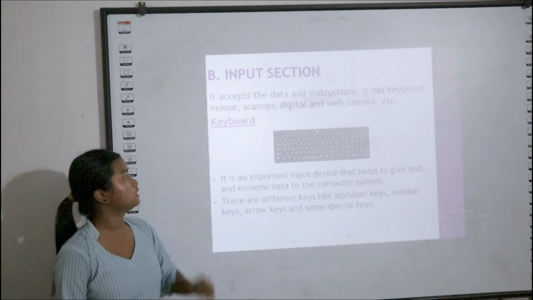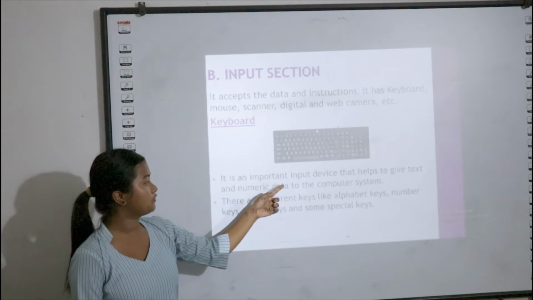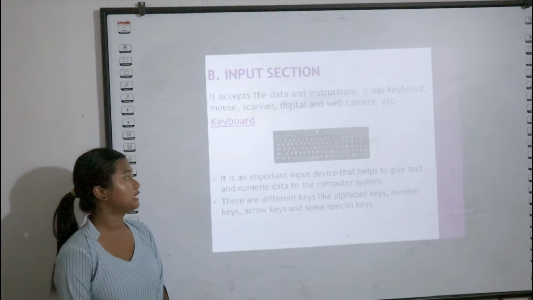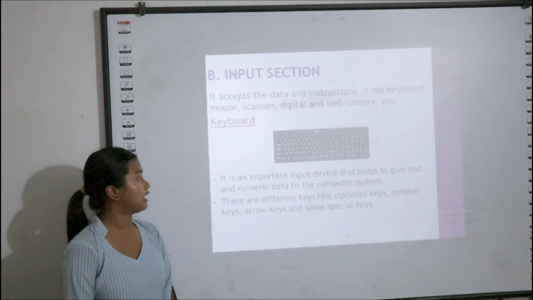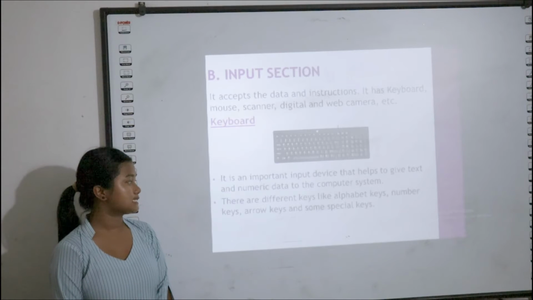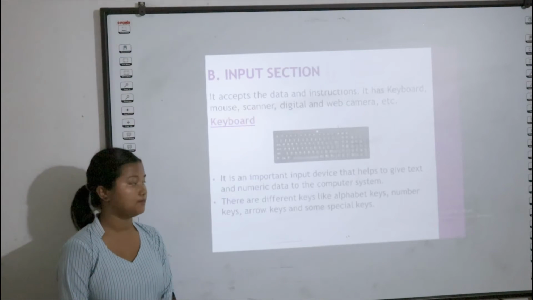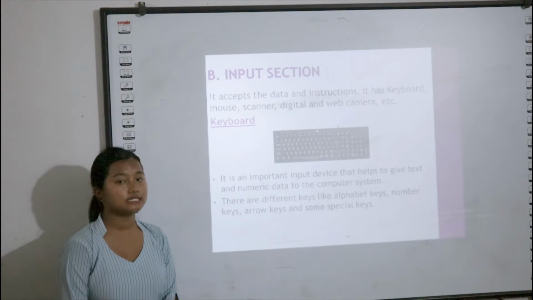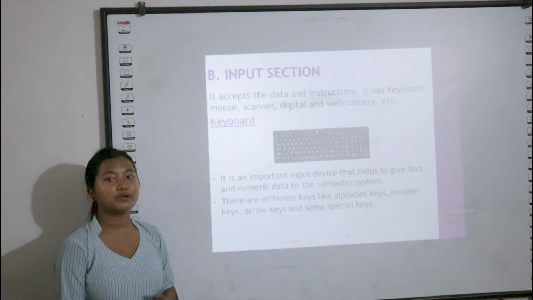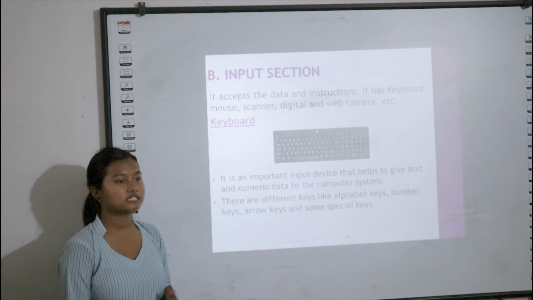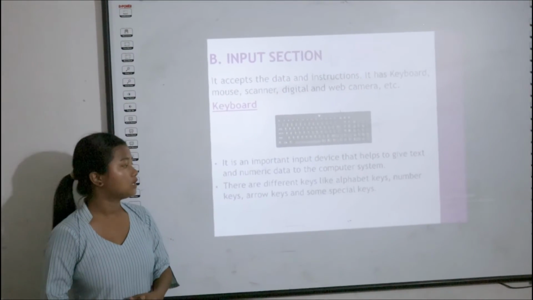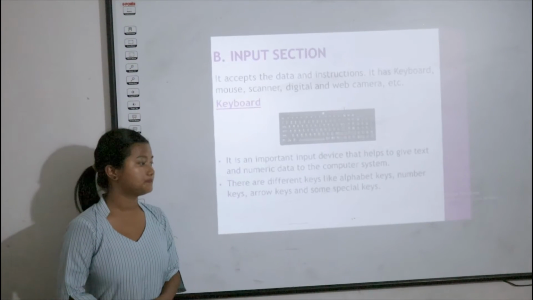The first one is keyboard. Keyboard is the important input device that helps to give text and numeric data to the computer system. It is the most important input device. There are different keys in the keyboard. There are alphabet keys, numeric keys, spacebar key, and arrow keys, and some special keys.